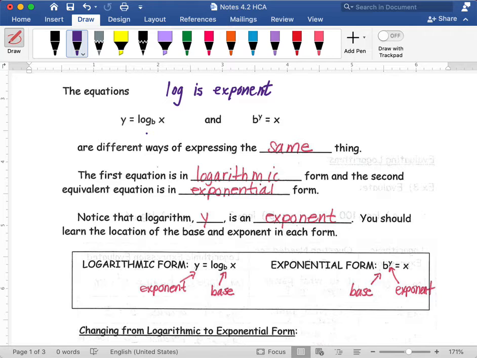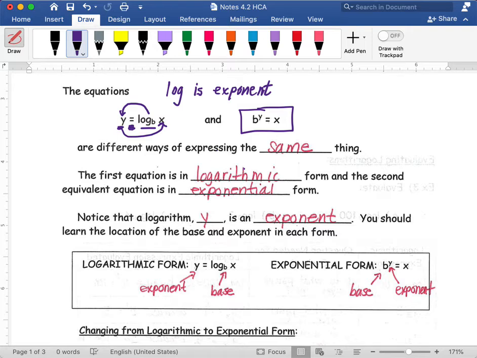So if I read this backwards, this says log is exponent. We take the base, because this is read as y equals log base b of x. So if log is exponent, let me say b, the base, raised to the power of y equals x. And that's what this says right here: b raised to the power of y equals x. So it'd be easy to convert it if you know log is exponent.